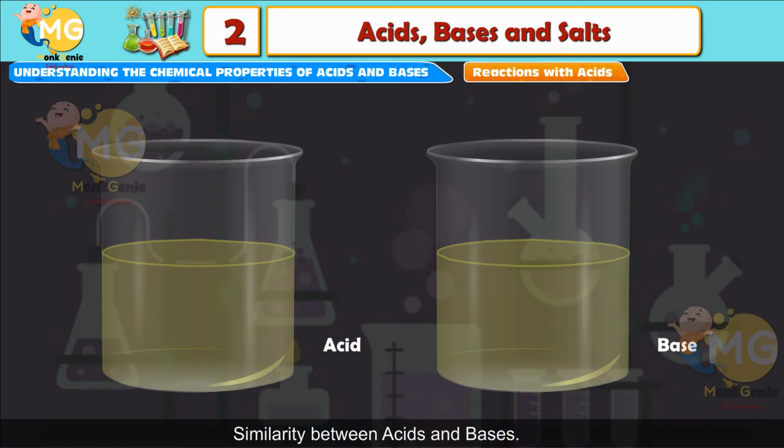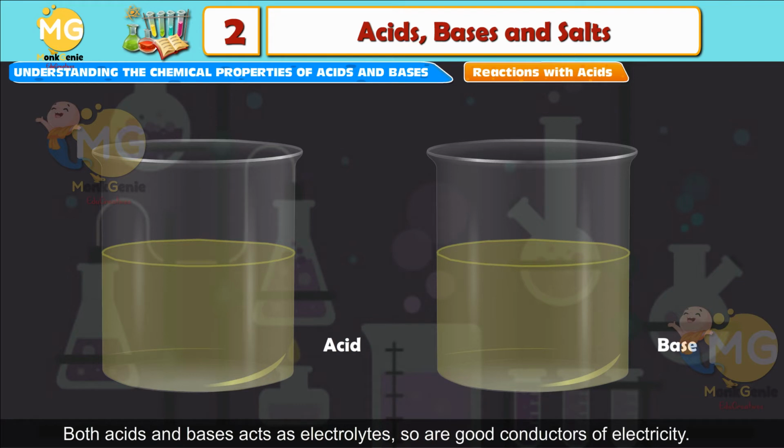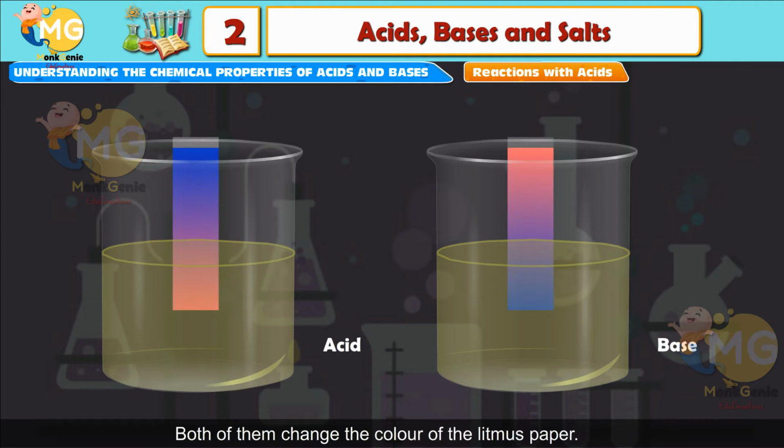Similarity between acids and bases. Both acids and bases react with water. They produce ions in water. Both acids and bases act as electrolytes, so are good conductors of electricity. Both of them change the color of the litmus paper.